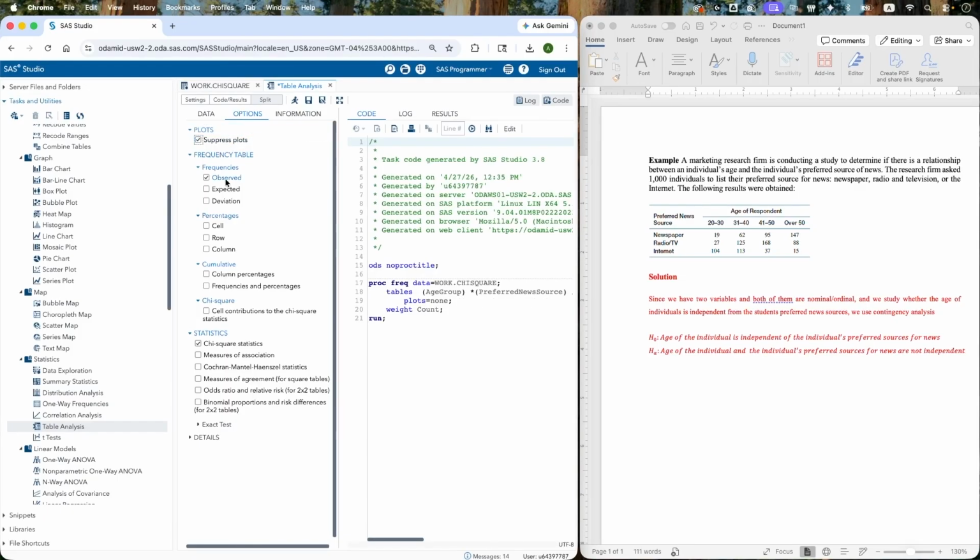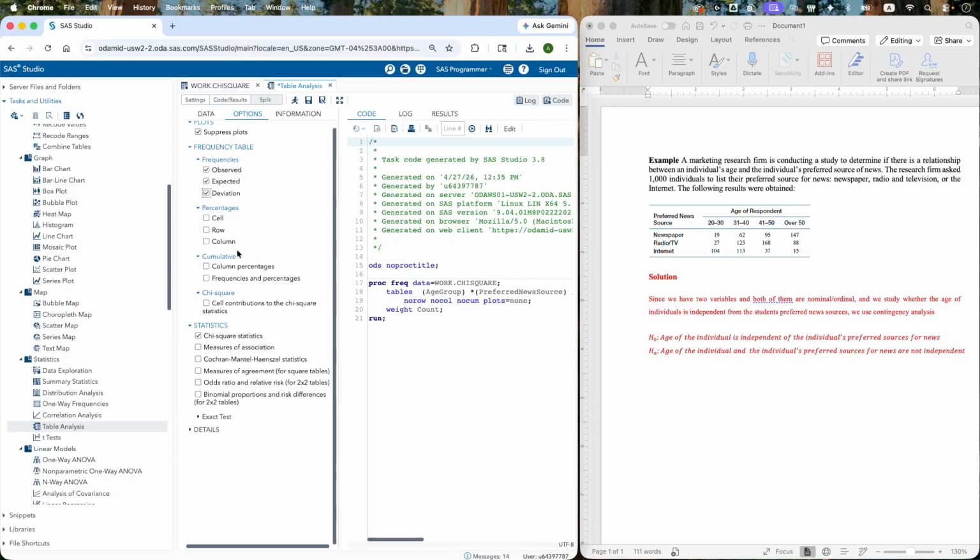I would like to see the observed, which is what we have right now, the table, and the expected from the chi-squared. Also, I would like to see the difference, the deviation between the observed minus the expected. You can report the cell, row, column percentages if you want. I don't actually, or you can do that for the cumulative totals, the percentages. You can report any of these and look at them.